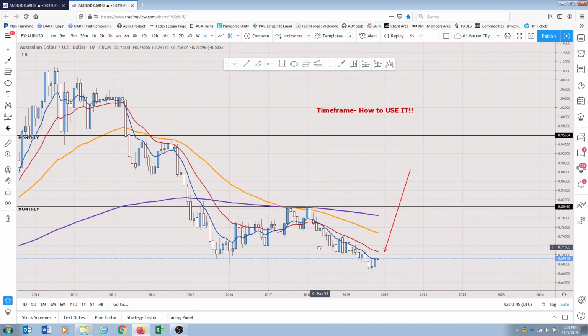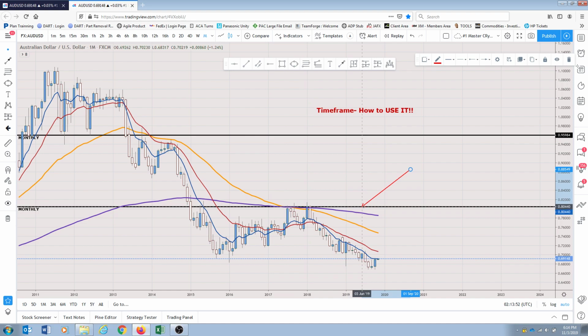So the other thing I want you to know is, when it comes to support and resistance, the monthly support is way stronger than a daily support and resistance. So we know that a monthly support and resistance line is obviously way stronger than a daily one, because the monthly charts have more data and those levels have held for a longer period of time. So keep that in mind.